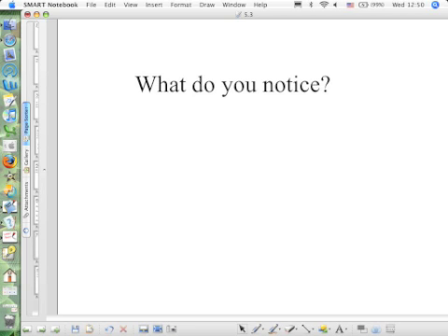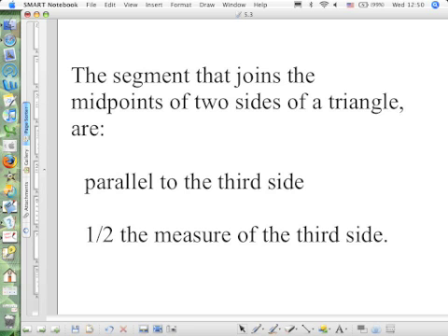Something else is true about them. Look at each line segment and the side that it's not connected with. What do they look like? There's 4 equal triangles. There are. But what I'm trying to get to is this. They're parallel to the third side. They are parallel to the third side.